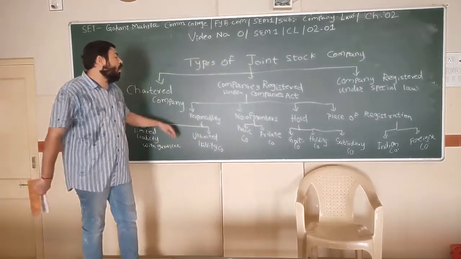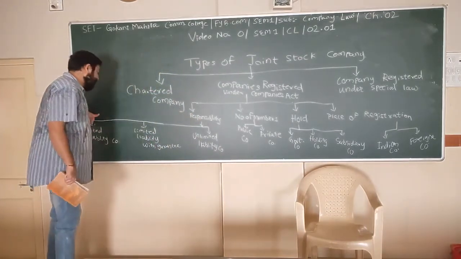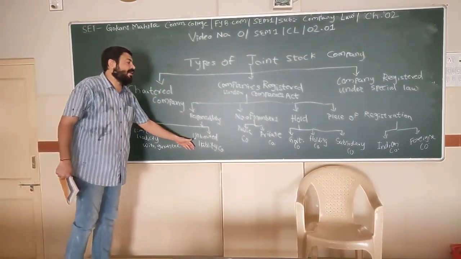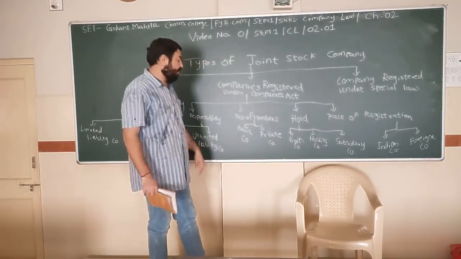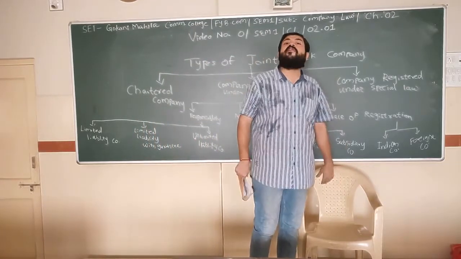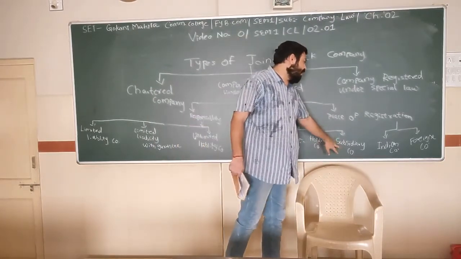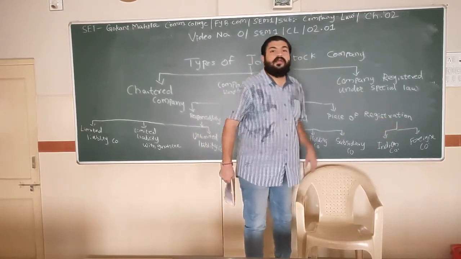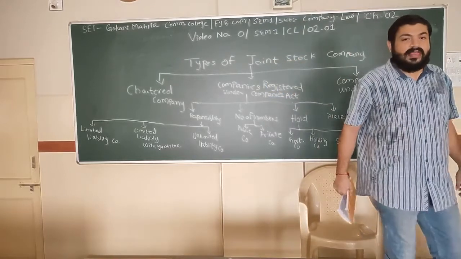When we talk about responsibility, it is divided into limited liability company, limited liability with guarantee, and unlimited liability company. From the point of view of number of members, there are two classifications: public company and private company. From the point of view of role, that is government company, holding company and subsidiary company. And then place of registration: the Indian company and foreign company. You all should note down this chart in your book very quickly.